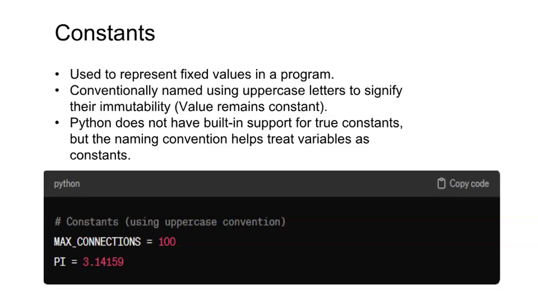Common use cases for constants include mathematical constants, for example pi, configuration settings, and predefined values. Constants improve code readability and maintainability, and help avoid hard-coding values that may change. They represent values that remain unchanged throughout the program's execution. Python does not have built-in support for true constants, but the naming convention helps treat variables as constants. Constants are typically not intended to be reassigned or modified after their initial assignment.